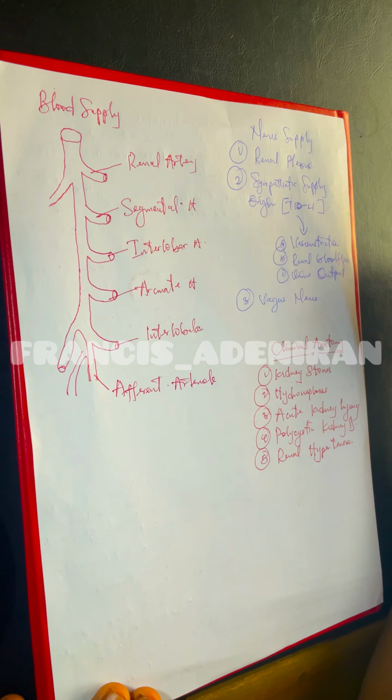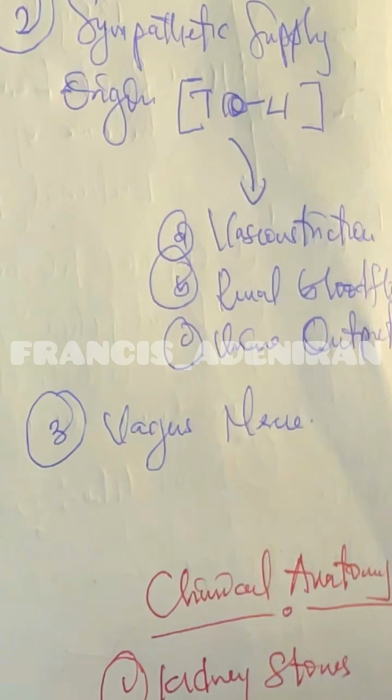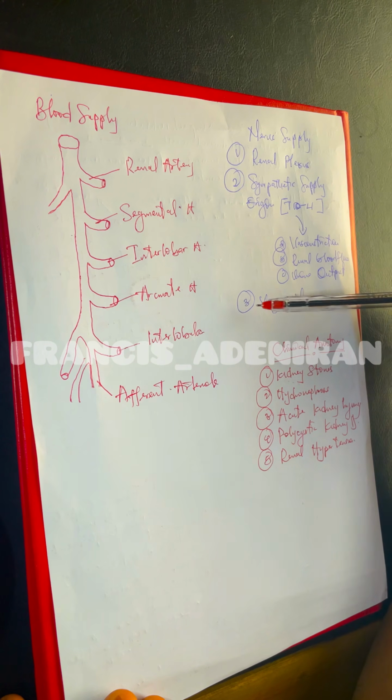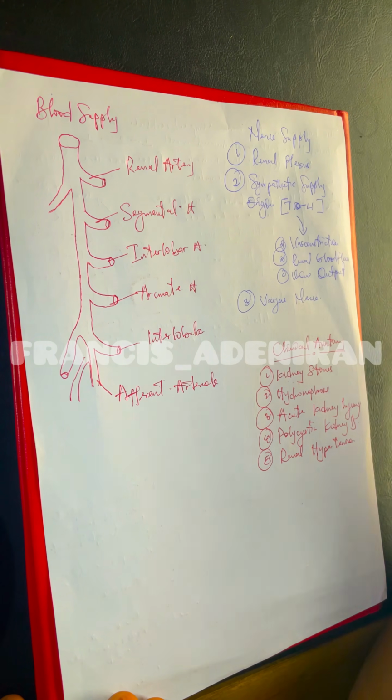The nerve supply is by the renal plexus, with the sympathetic supply originating from T10 to L1, and this is responsible for vasoconstriction, for renal blood flow, and for urine output. The third nerve supply is the vagus nerve.